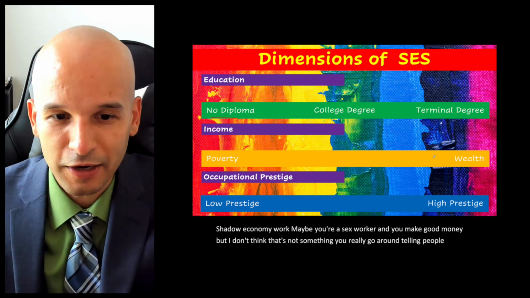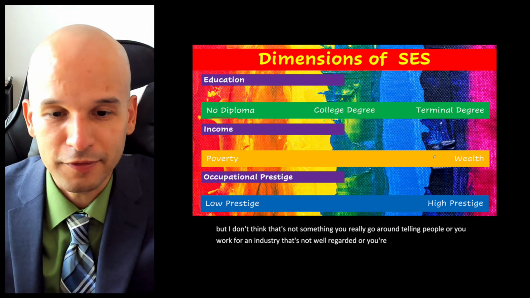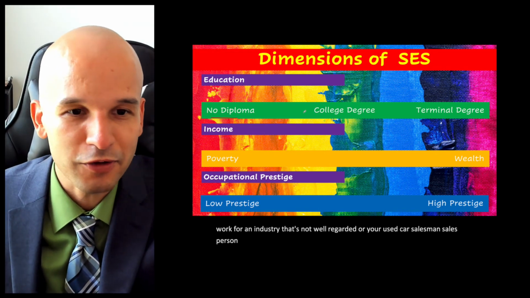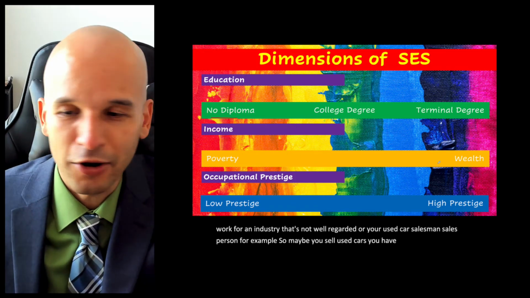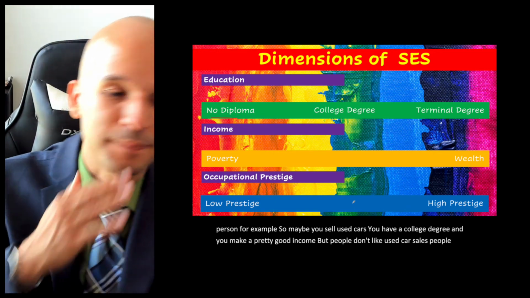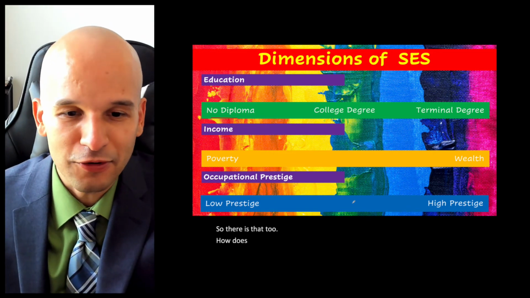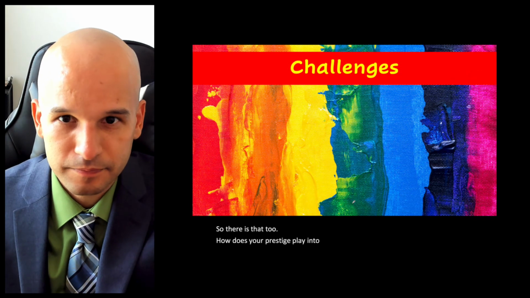Or you work for an industry that's not well regarded. Or you're a used car salesperson, for example. So maybe you sell used cars, you have a college degree, and you make a pretty good income, but people don't like used car salespeople. So there is that too. How does your prestige play into your status?